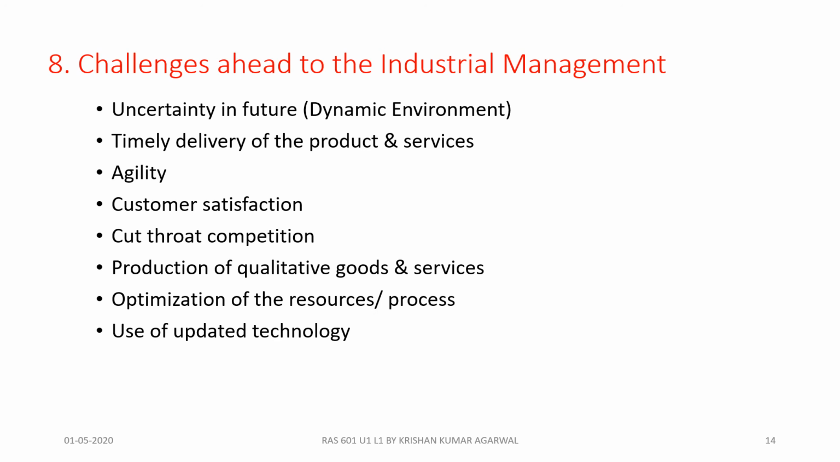Agility: we can see cutthroat competition in the market, and so one who is more and more agile can acquire more and more of the market. Next, the production of qualitative goods and services is as much required as the optimization of the existing systems. And the use of updated technology is utmost required nowadays. One who is not able to use updated technology and updated systems, that industry will not survive in the market.